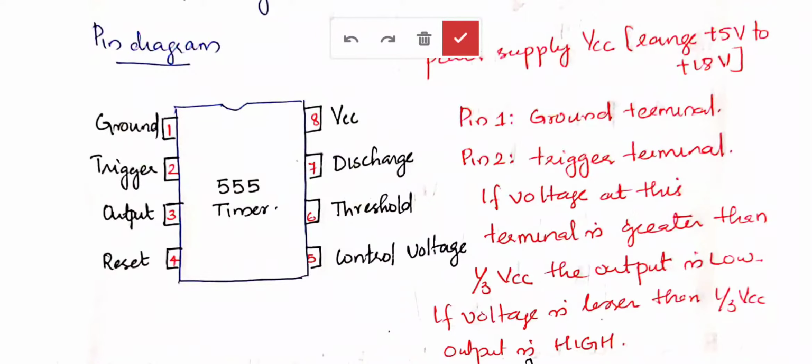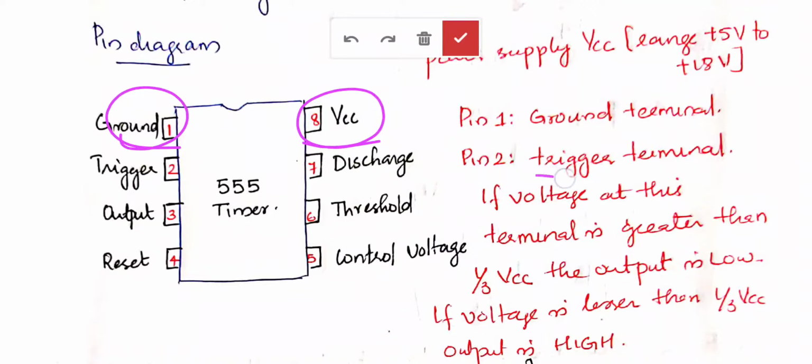So pin number 8 is VCC. VCC means that is the power supply signal. In that particular pin we will be providing the DC power supply. The DC power supply normally varies from plus 5 volt to plus 18 volt. And pin number 1 is the ground terminal. That is the terminal which provides ground for the particular circuit.